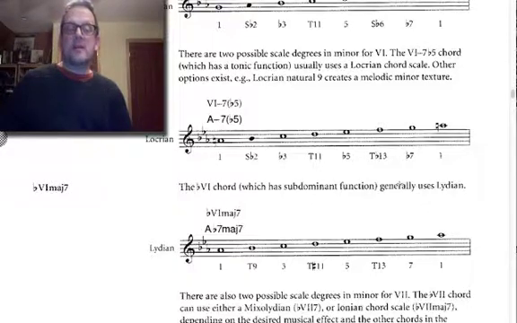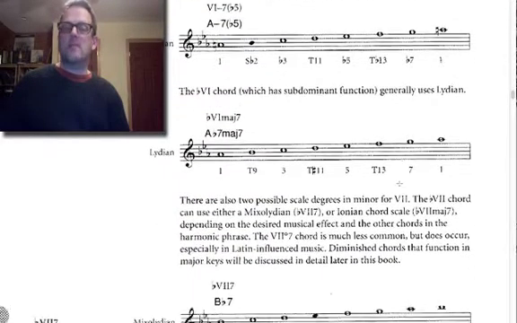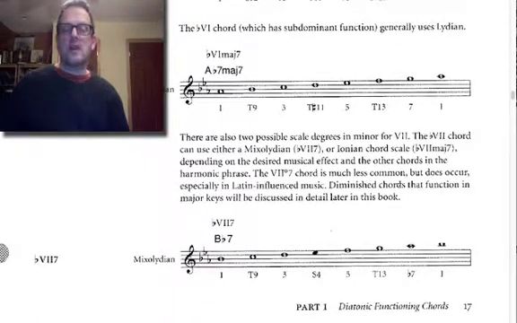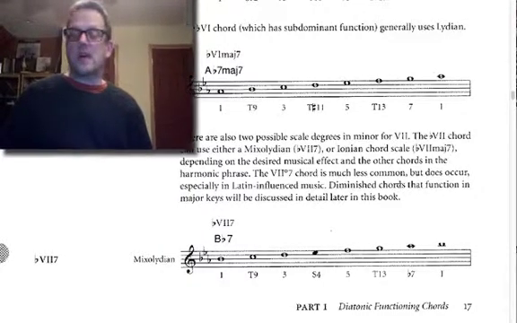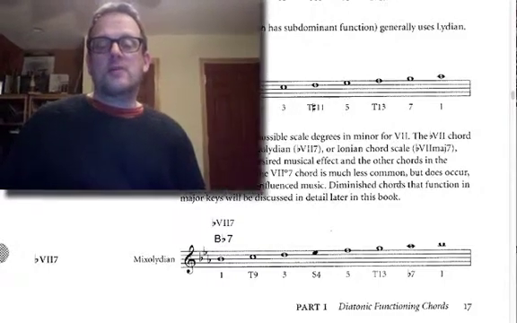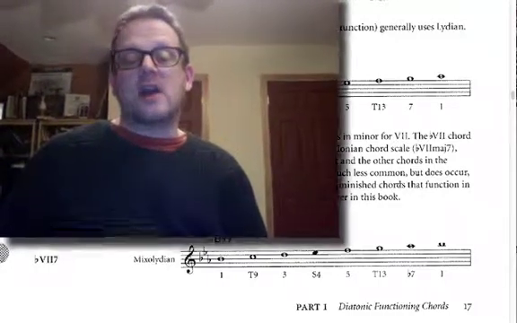For flat 6 major 7, we tend to use Lydian. The 6 minor 7 flat 5, again, minor 7 flat 5s, we tend to use Locrian. And for the 7 7, again, this would be the equivalent of the relative major key's 5 chord. We're going to use Mixolydian with S4. So that's a basic function for diatonic chord scales in minor.